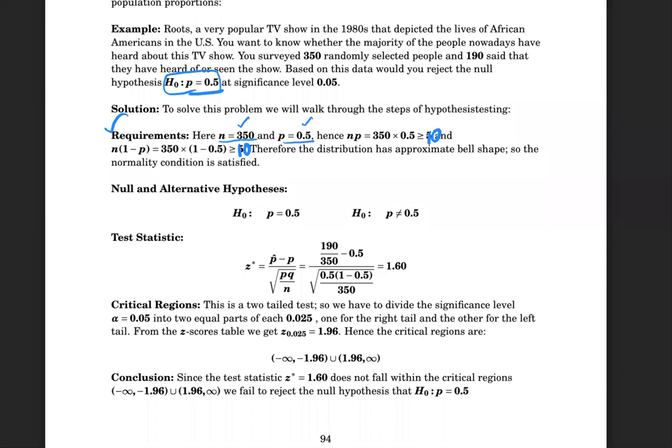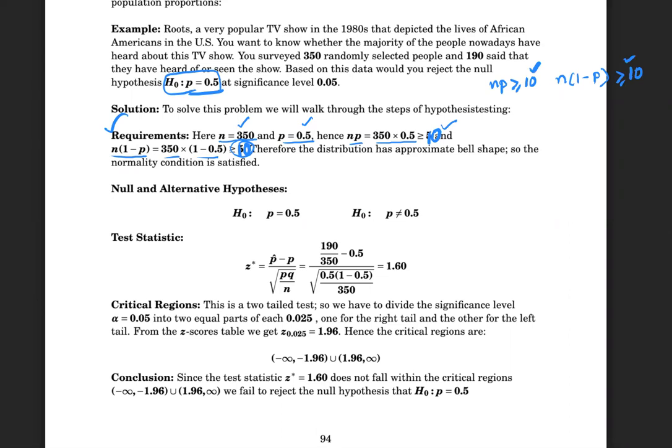So N times P is 350 times 0.5, which is 175. Obviously, that is greater than or equal to 10. Similarly, N times 1 minus P, which is 350 times 1 minus 0.5, that's also 175. That's also greater than or equal to 10. So both of the conditions, that NP is greater than or equal to 10 and N times 1 minus P, or NQ, is greater than or equal to 10, are satisfied.